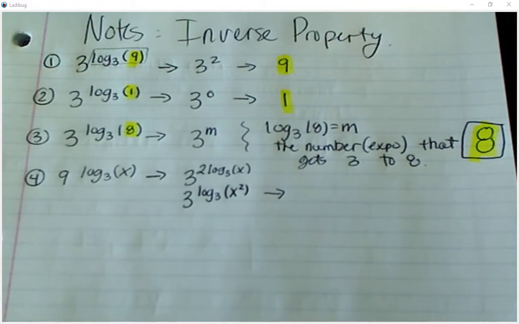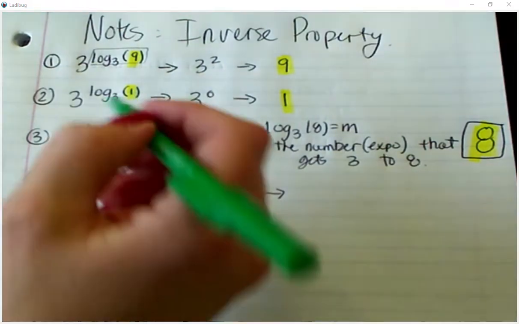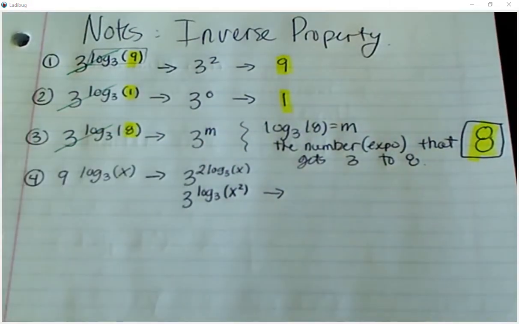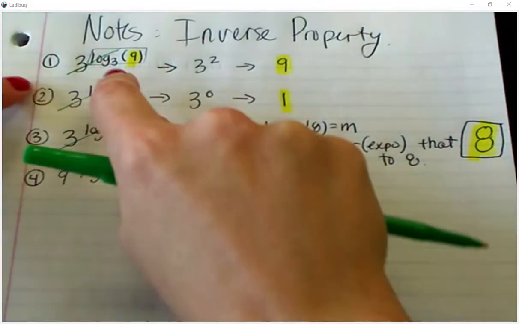Okay, here's where the magic goes, guys. They cancel each other out because they're inverses. Look at the base 3. Look at the base 3. I don't want you to just slash things off and not understand how it could possibly work. It does work, for real. It's just a kind of complicated sentence to get through.